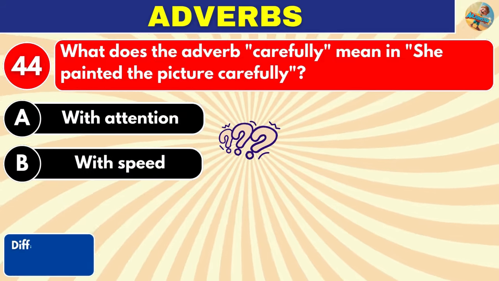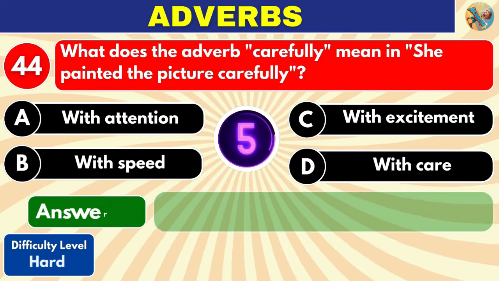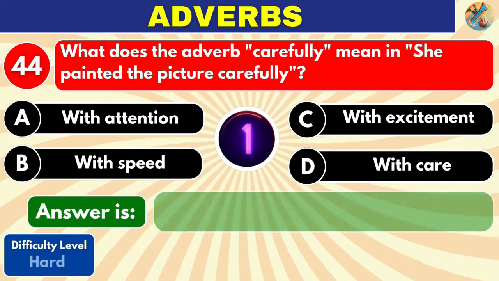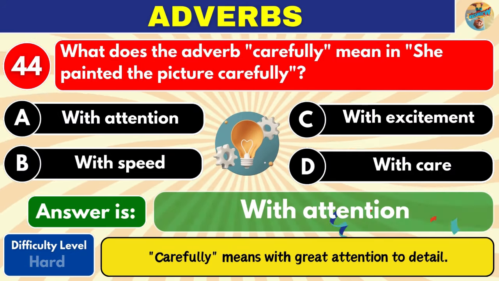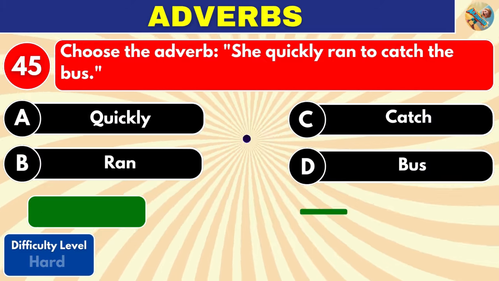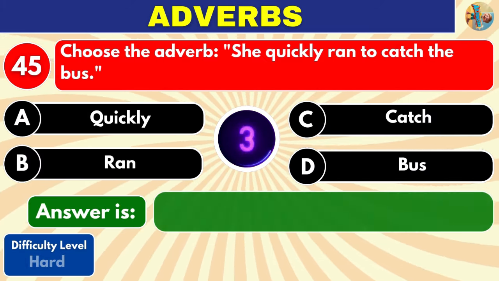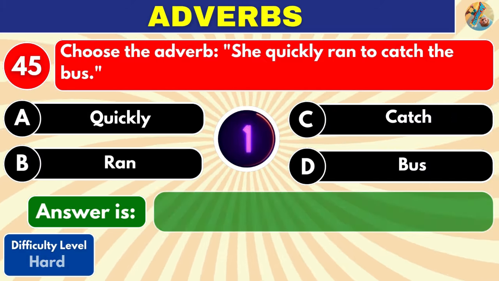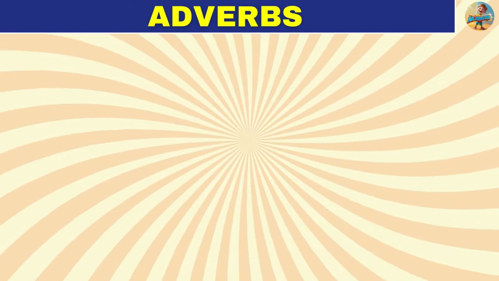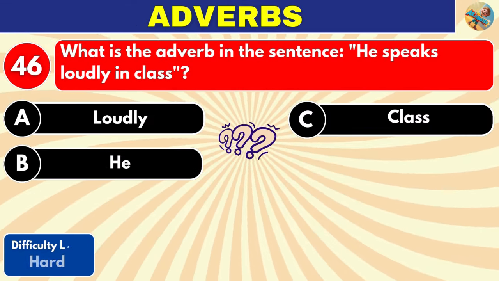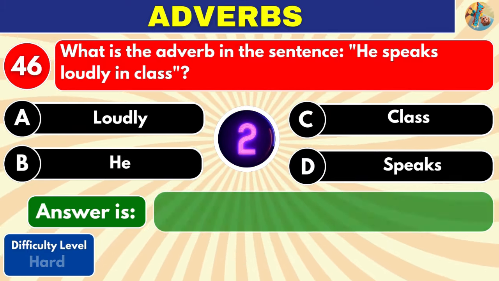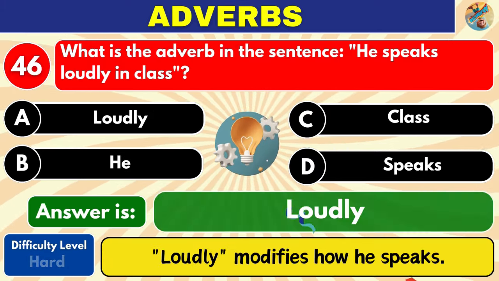Question 44 is what does the adverb carefully mean in she painted the picture carefully? Answer 44 is with attention. Question 45 is choose the adverb, she quickly ran to catch the bus. Answer 45 is quickly. Question 46 is what is the adverb in the sentence he speaks loudly in class? Answer 46 is loudly.